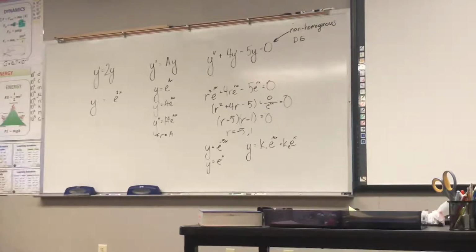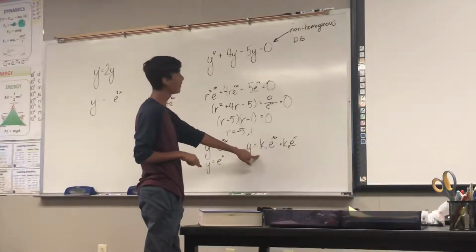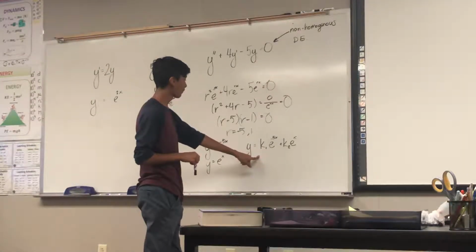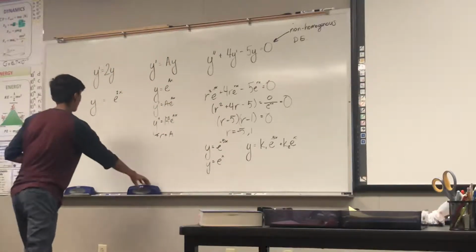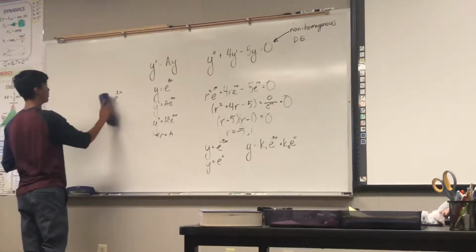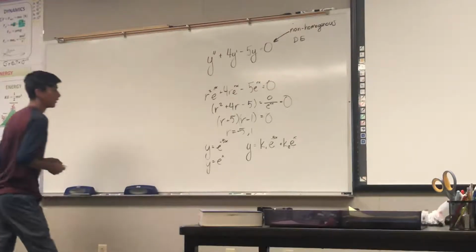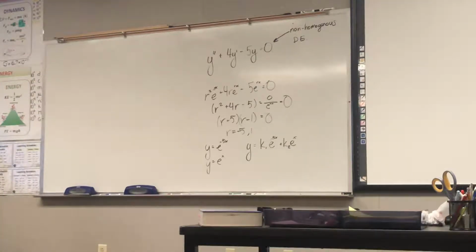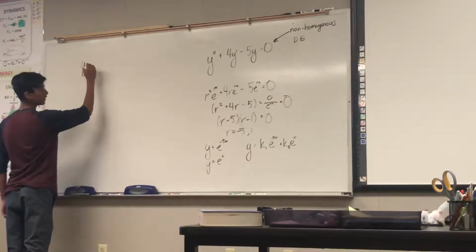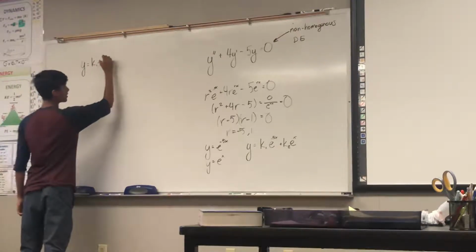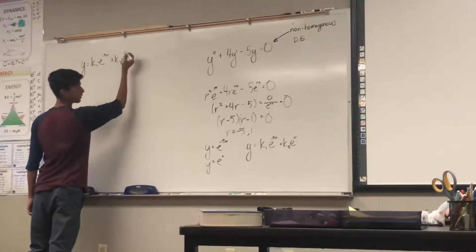And how exactly does that work again? How's that able to work? This part? Why don't we test it out and see if it does work? So we have y equals k1 e to the -5x plus k2 e to the x.